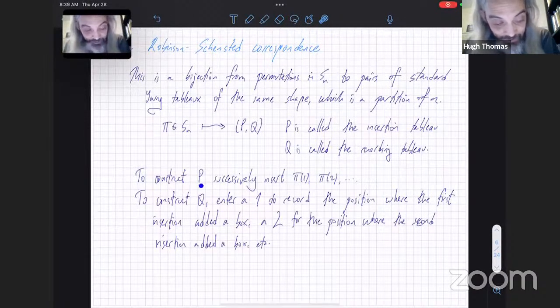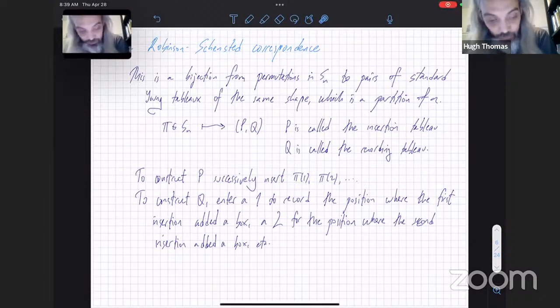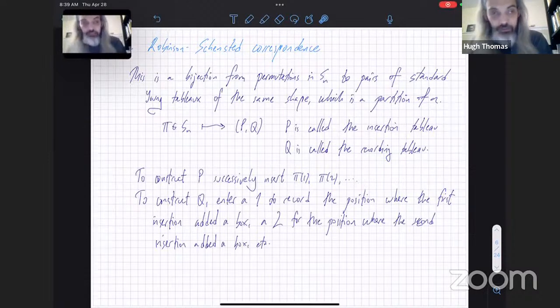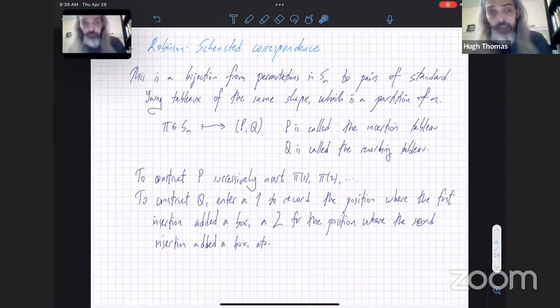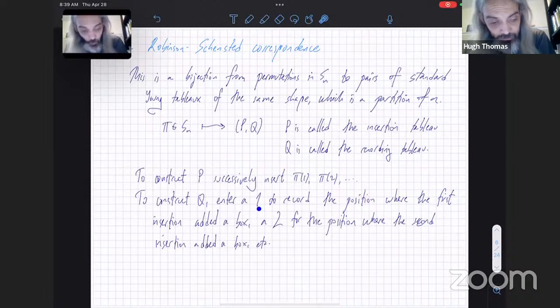So to construct the tableau P, we first insert the first entry of the permutation, then we insert the second entry, and so forth. So we just work our way through the entries in the permutation, inserting them, and the resulting tableau is P. And to construct the recording tableau, we just keep track of the way that the shape of P evolved as we did this. So we put a 1 in the box that was added at the first step. Then we put in a 2 at the box that was added at the second step, and so on.